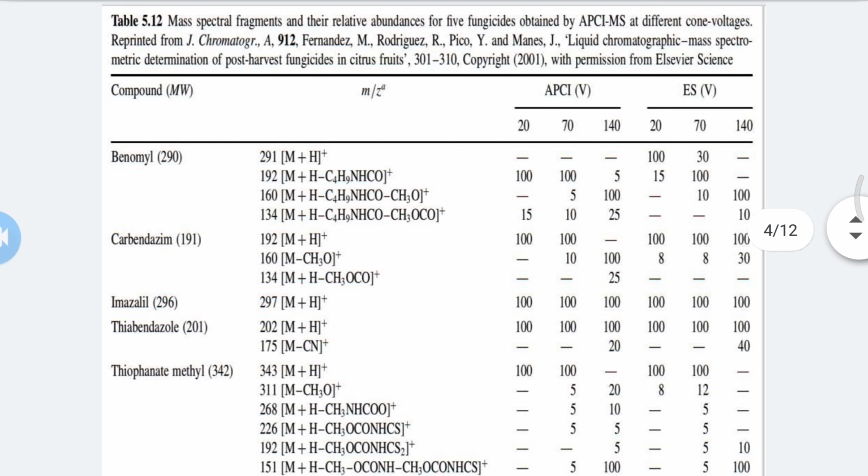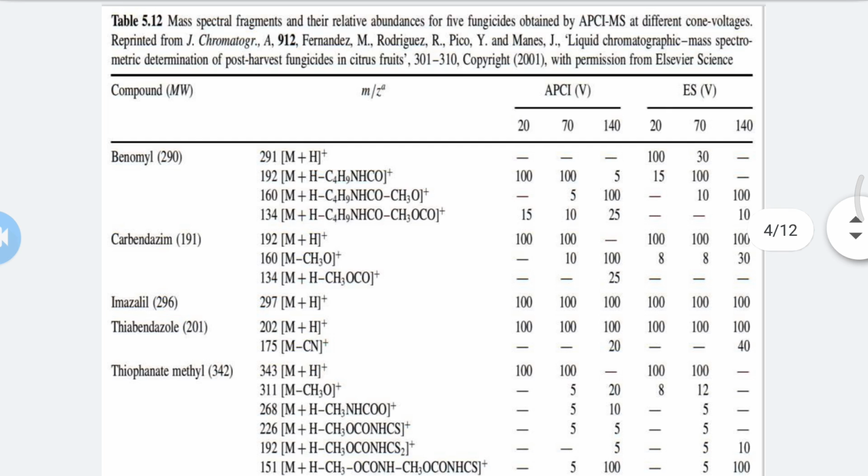For the pesticide binomial, in the ESI spectrum using a voltage of near about 20 volts, the molecular ion appears as the 100% base peak. But when we increase the cone voltage above 20 volts, it is less intense and not like at 20 volts.